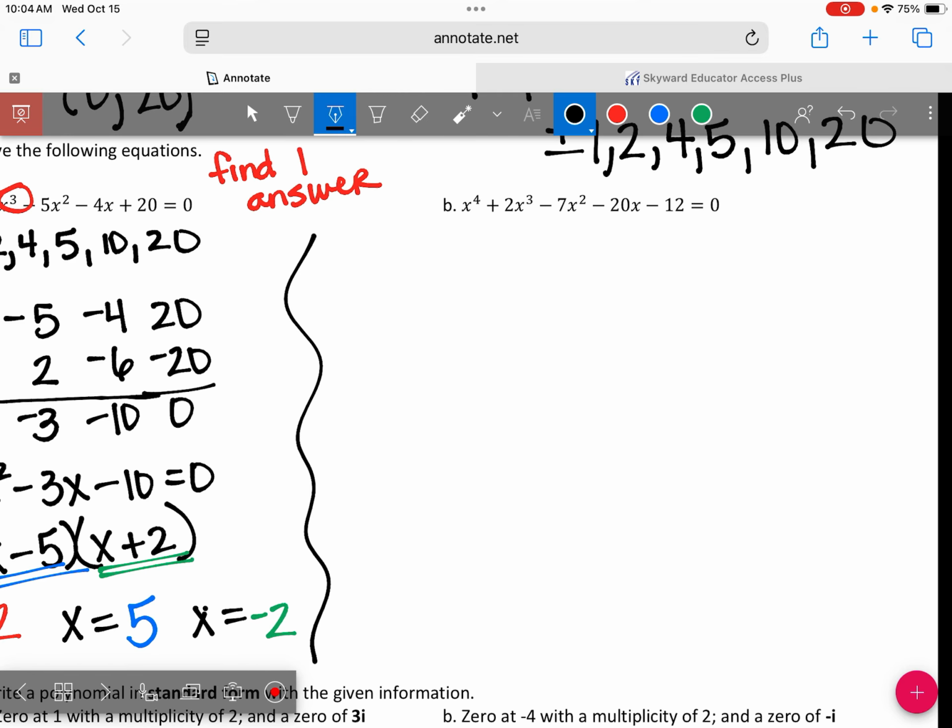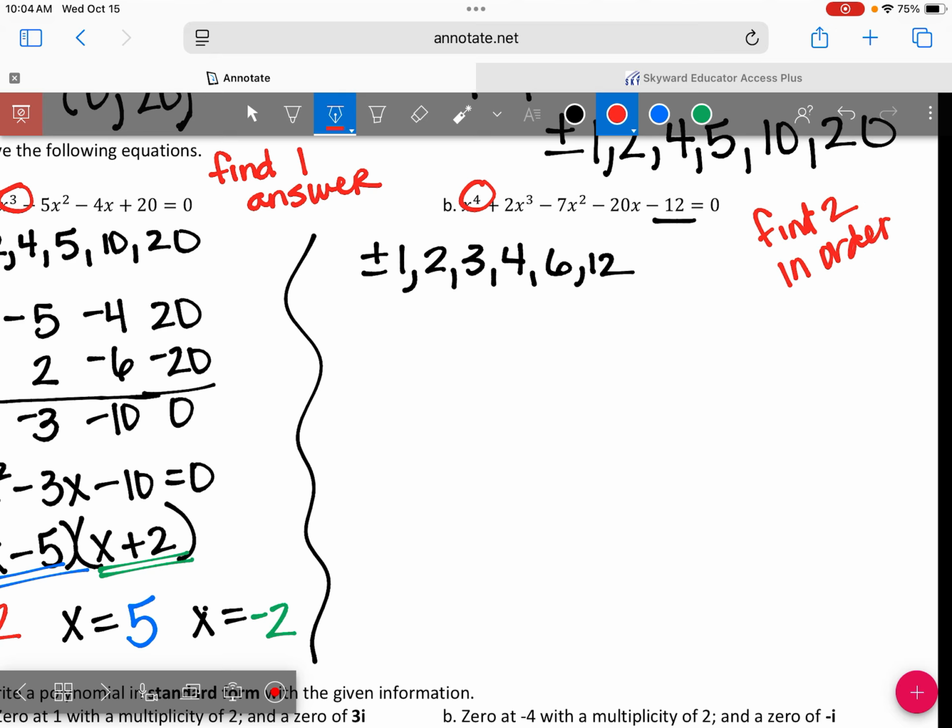All right, question number B. All right, my possibilities are plus and minus numbers that can go into 12, which would be 1, 2, 3, 4, 6, and 12. Now this is a 4th degree though, which means I have to find 2 in order to factor. Because a quadratic is a 2nd degree. So if I'm trying to go from a 4th to a 2nd, I need to find 2.